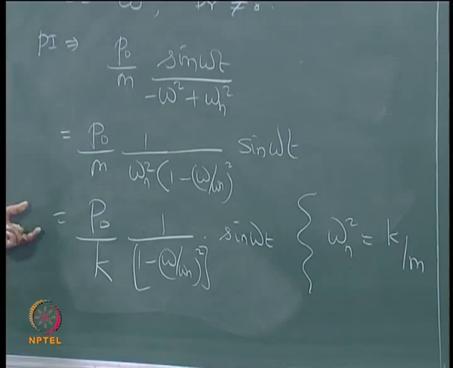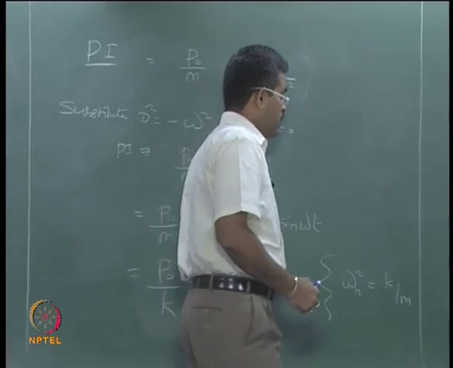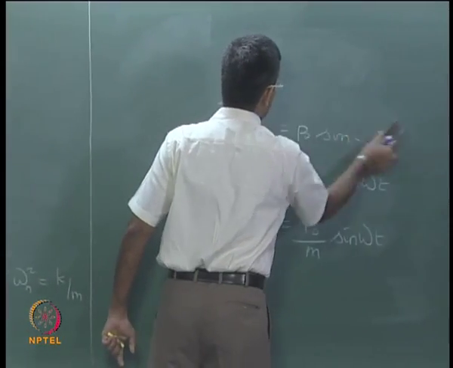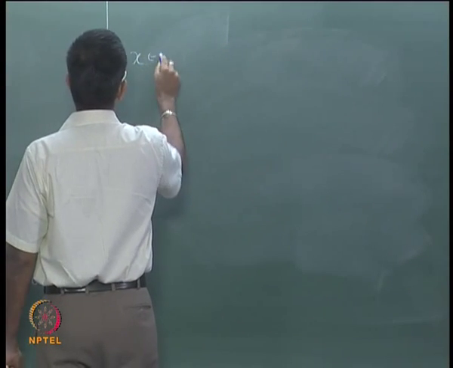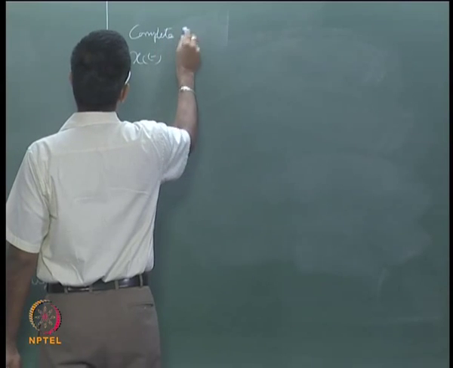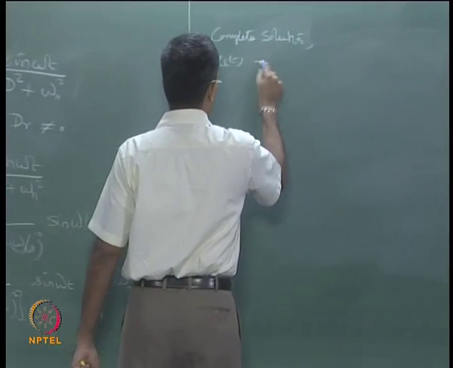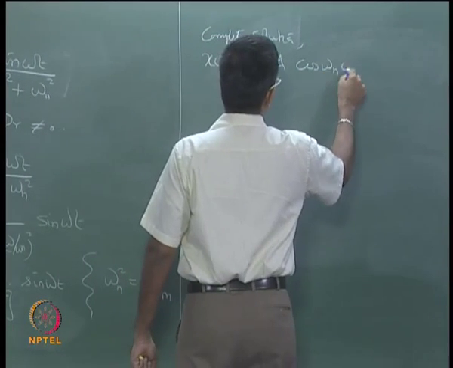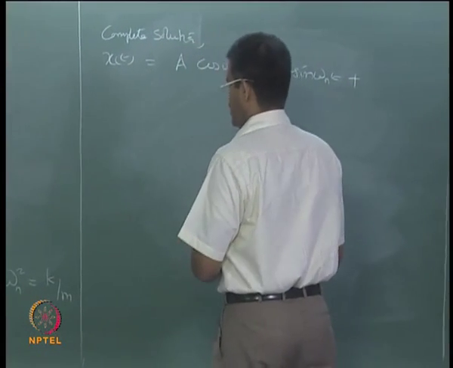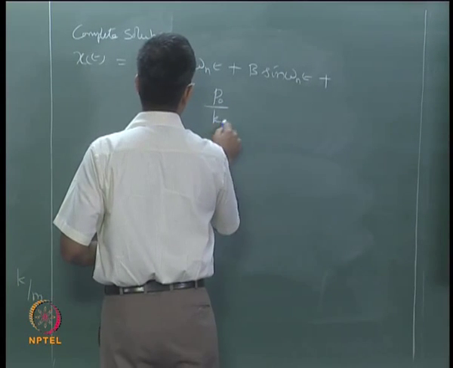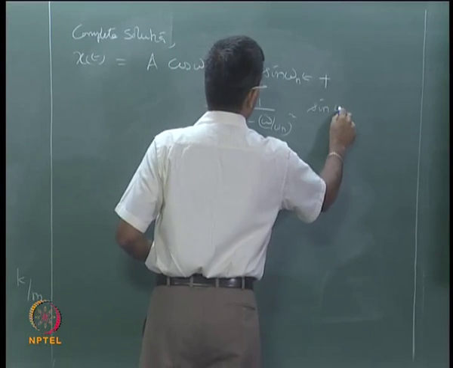So this is the second part of the answer. The first part of the answer is here, the second part of the answer is here. The total solution is the sum of these two answers. Let us try to sum them up and write the whole equation for x of t. So now x of t, the complete solution of the ordinary second order differential equation, is given as a cos omega n t plus b sin omega n t plus P0 by k, 1 by 1 minus omega by omega n the whole square, of sin omega t.